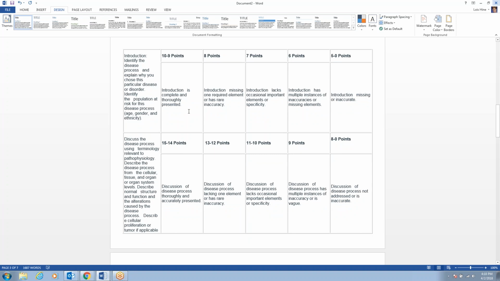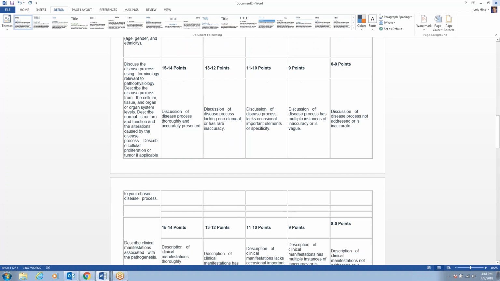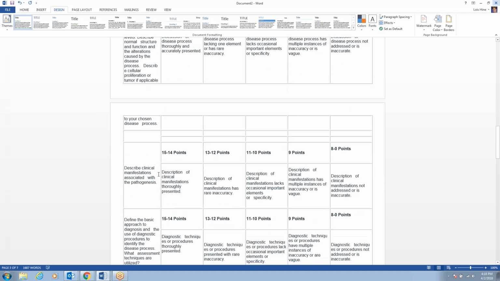Here's how we'll break it down. So if there's one thing missing, you lose some points, a couple things missing. So when you're writing your paper, it's best to have this rubric with you and then just walk through and go, oh, do I have all this in my introduction? Did I discuss this in terminology for patho? And did I include cellular, tissue, organ systems? Did I describe everything that's supposed to be in here?